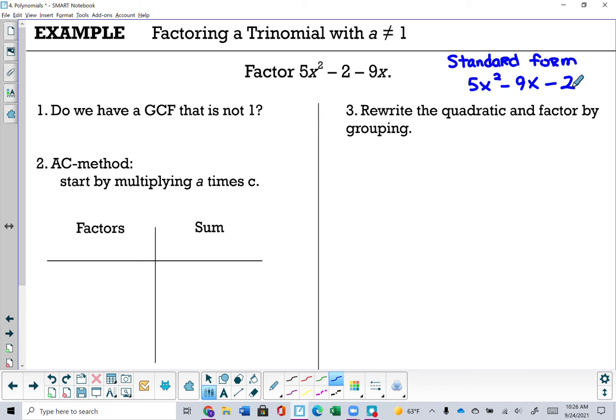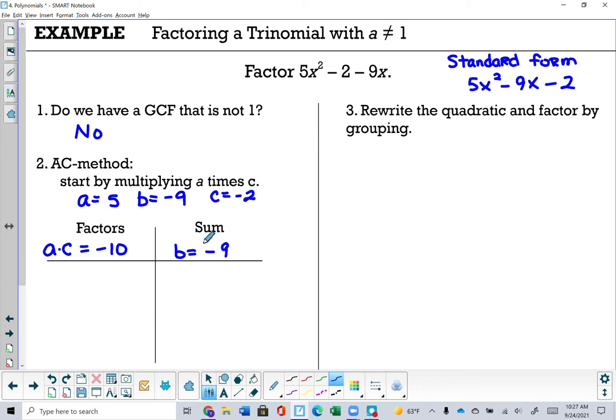Now, do we have a GCF that is not 1? Nope. So we're going to keep going. Okay. A is 5, B is -9, C is -2. So A times C gives us -10, and B is -9. Okay, so let's take a look at factors.